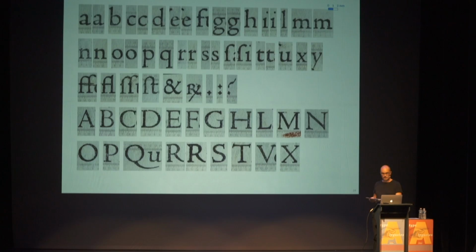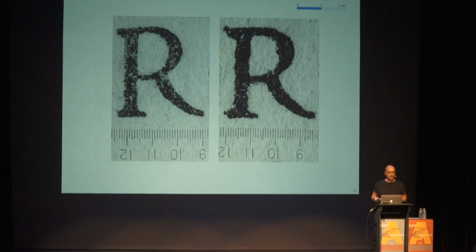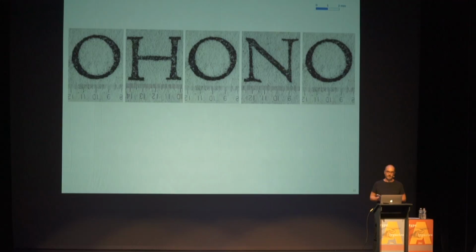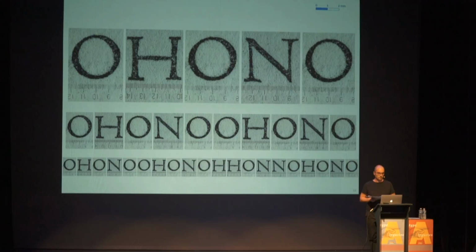Another peculiar letter is capital R, with a tail that looks like an elephant tusk. And then other peculiar letter forms are H and N, which are very wide compared to O and to other uppercase letters, as you can see from here.